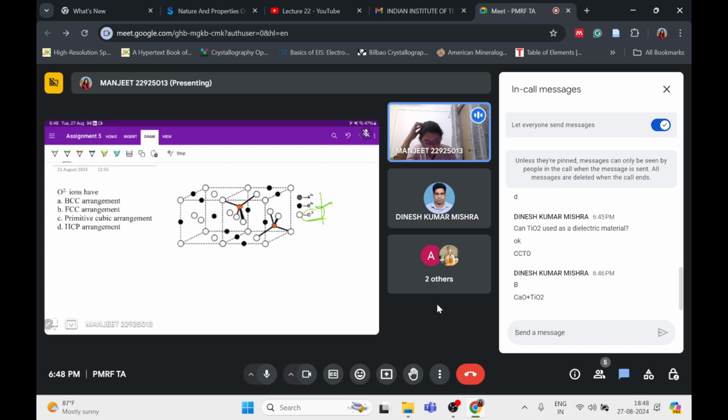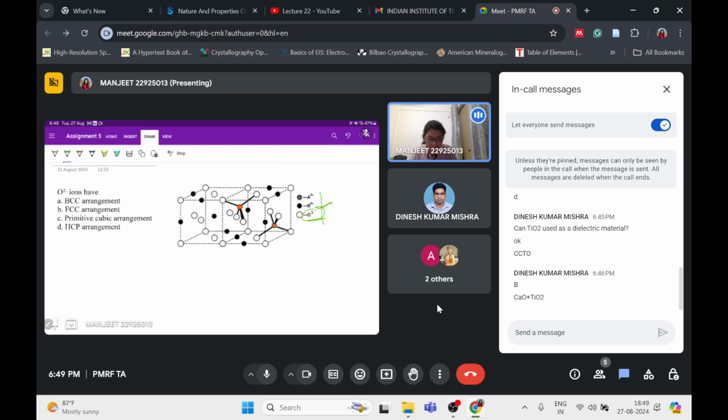From this figure, you have to tell me whether the O2 negative ions have a BCC arrangement, FCC arrangement, primitive cubic arrangement, or HCP arrangement. First look at where the O2 negative ions are sitting in this structure. You know about the BCC, FCC, primitive cubic, and HCP arrangements, so by looking at the O2 negative ions you can find out which arrangement they follow.